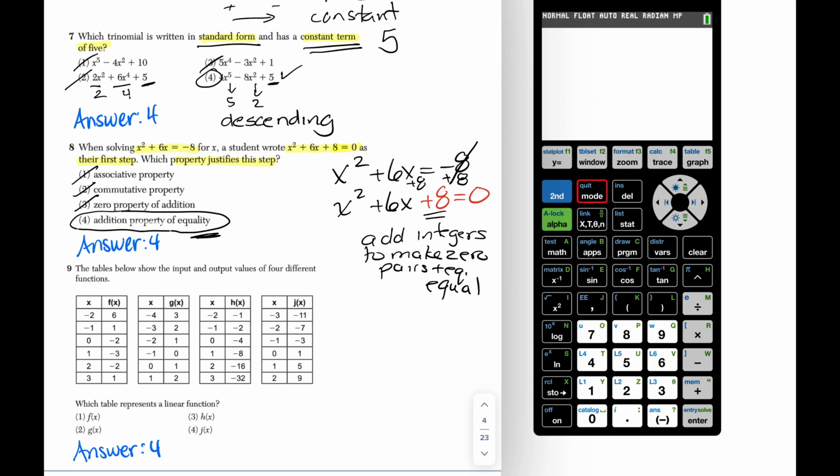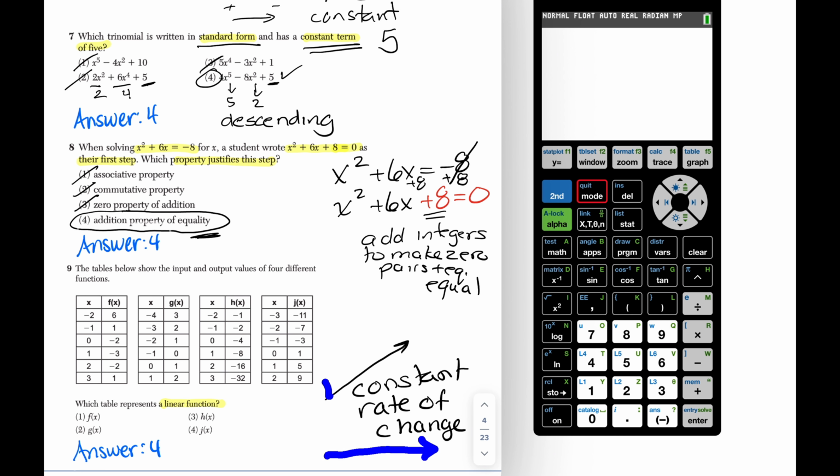Let's look at number 9. The table below shows the input and output of 4 different functions. Which of these shows a linear function? So when I think of something that's linear, whether it's positive or negative, it has a constant rate of change. Meaning as my x values continue, as I continue to move in this direction, my y's keep changing by the same amount each time. So it has to stay consistent.